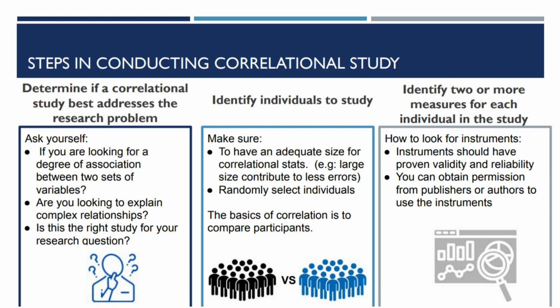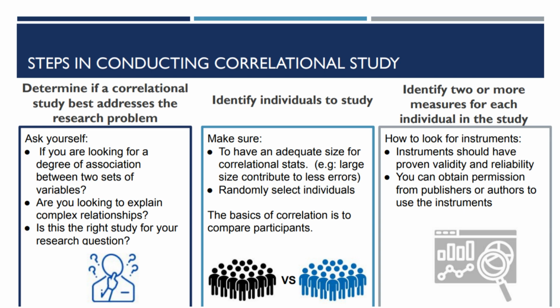The second step is to look for individuals, as a correlational study is comparing participants. You need to make sure you have an adequate size, and it is actually recommended that you have more than 30 participants and that these participants are randomly selected.